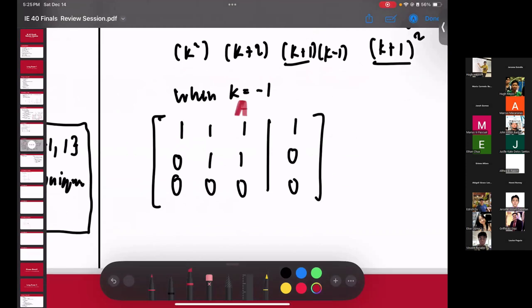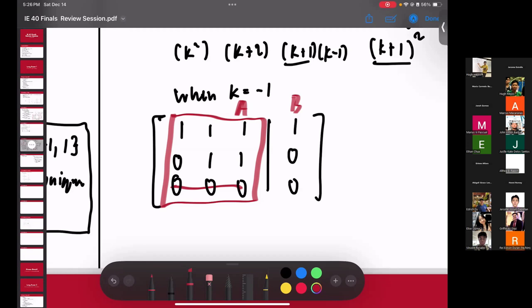So again, this is A, this is B. We check for the rank of A. As you can see, the bottom row is all zeros, so row 3 is all zeros. And from the properties of determinants, when you have a row or column that is all zeros, that means the determinant of the whole matrix is zero. So here already, the determinant of A is zero. Therefore, it is not a rank 3 matrix.